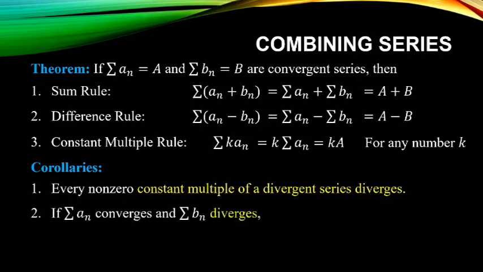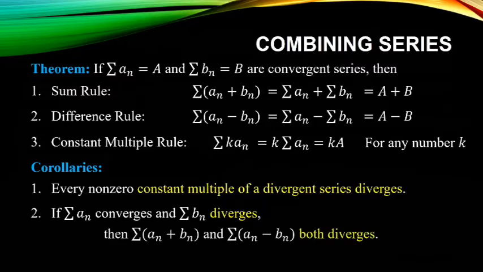Number 2, if the series of a sub n converges and the series of b sub n diverges, then the series of the sum of a sub n and b sub n and the series of the difference of a sub n and b sub n are both diverging. So both diverges.